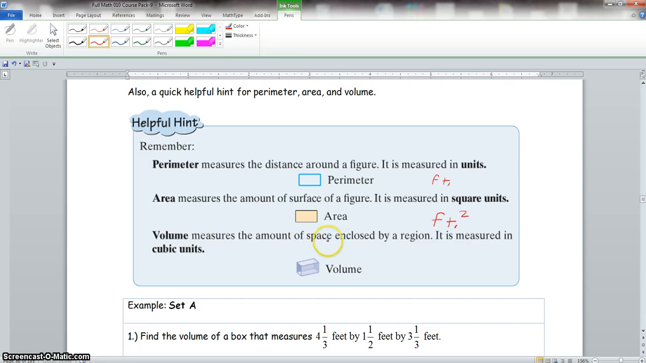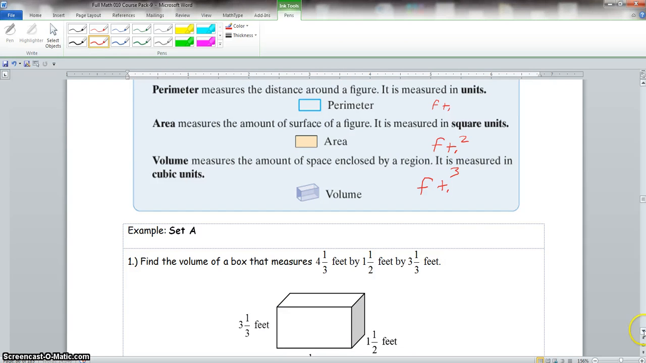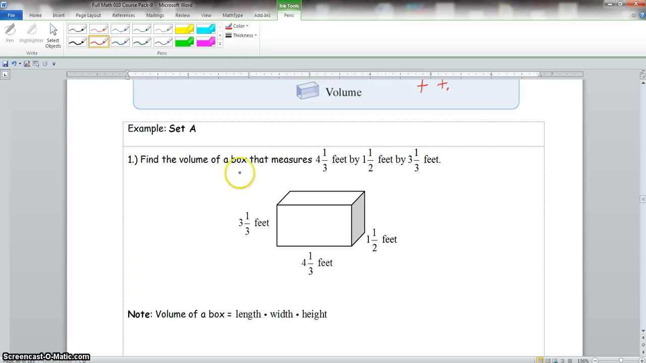Now volume measures the amount of space enclosed by a region. It is measured in cubic units. So let's say everything was feet. Your final answer will have feet cubed. So that's what it means by cubic units. So if it's meters, it'll be meters cubed, and so on. Now we look here at number 1. It says find the volume of a box that measures 4 1/3 feet by 1.5 feet by 3 1/3 feet.